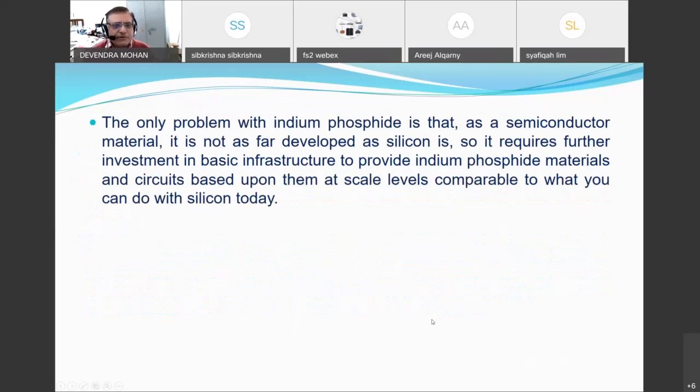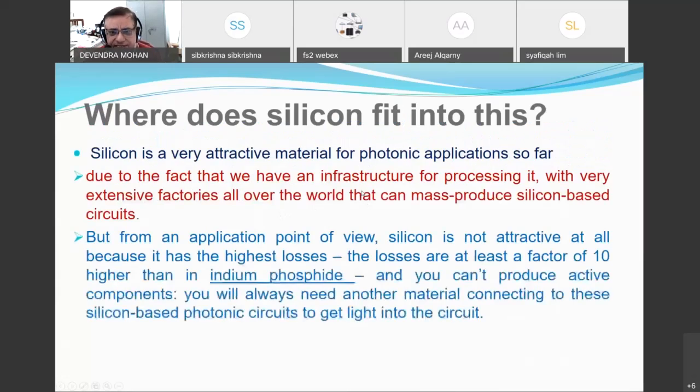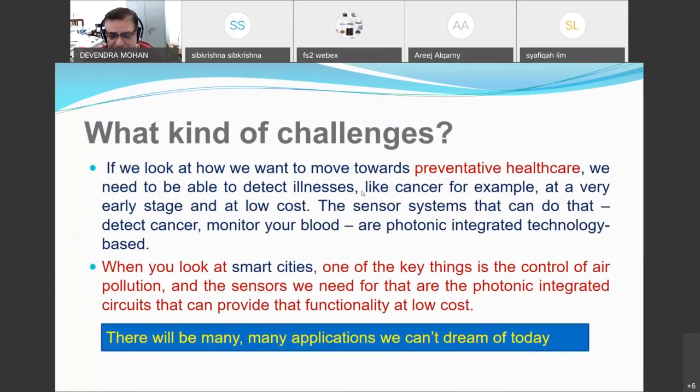So the only problem with indium phosphide is that as a semiconductor material, it is not as far developed as silicon is. So it requires further investment in basic infrastructure to provide indium phosphide materials and circuits based upon them at scale levels comparable to what we have been doing with silicon today. So these are the major challenges we have in replacing silicon.